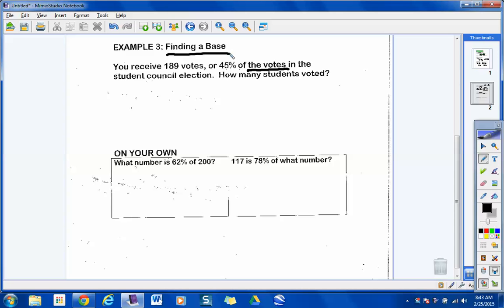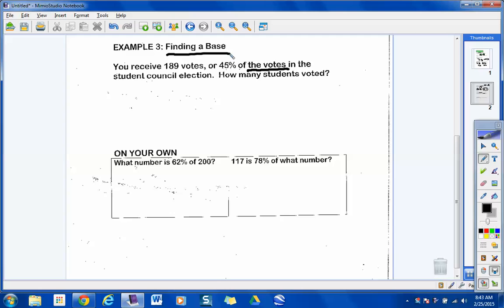Okay. It says you receive 189 votes, or 45% of the votes, in a student council election. It says how many students voted. Well, if I got 189 votes, guys, and the whole student body voted, is the student body going to be more than 189 votes I got, or less than 189 votes I got? It's got to be more. So my answer's got to be higher than what value in the end of this? 189. I only got 189 votes from kids, which there better be more students in school than I get votes, right? Okay. All right, so let's set this up.